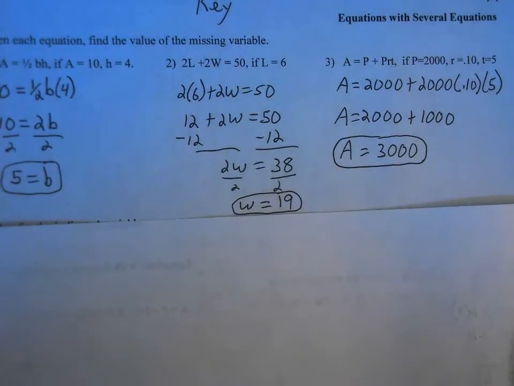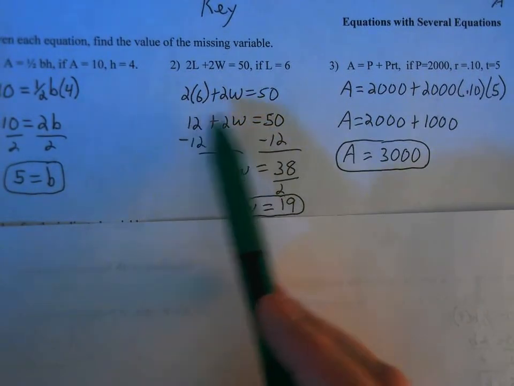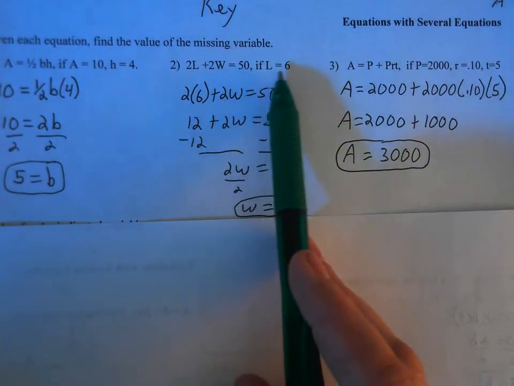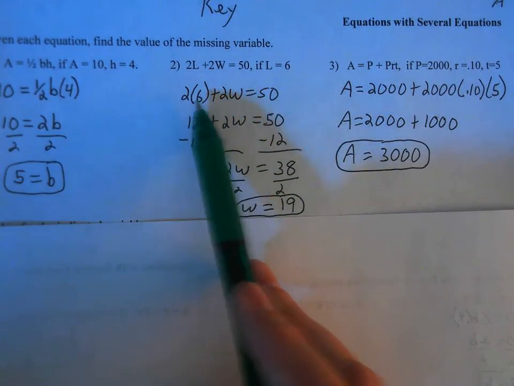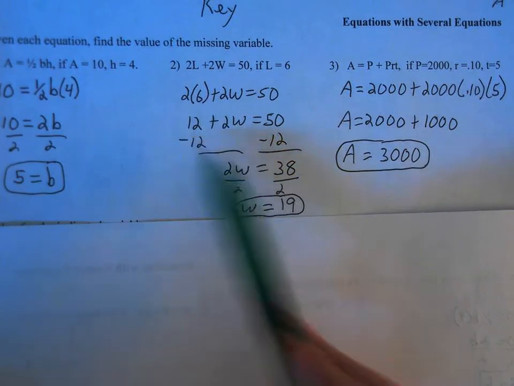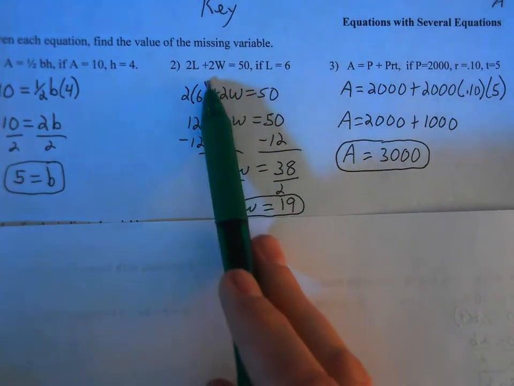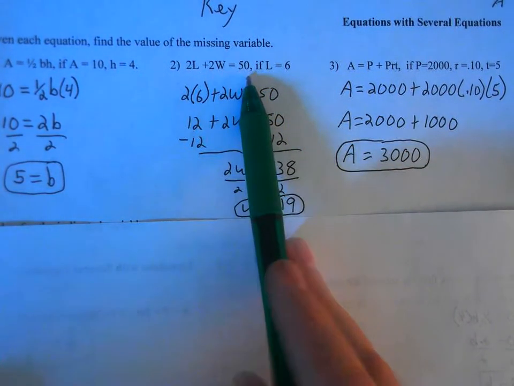Okay, so here's the two answers for numbers 2 and 3. In number 2, we are trying to find the value of w. So when you substitute the value of L, which is 6, 2 times 6 gives you 12, subtract 12 from each side, and solve it, you end up with 19. Okay, and that is the perimeter of a rectangle. Twice the length plus twice the width equals perimeter.